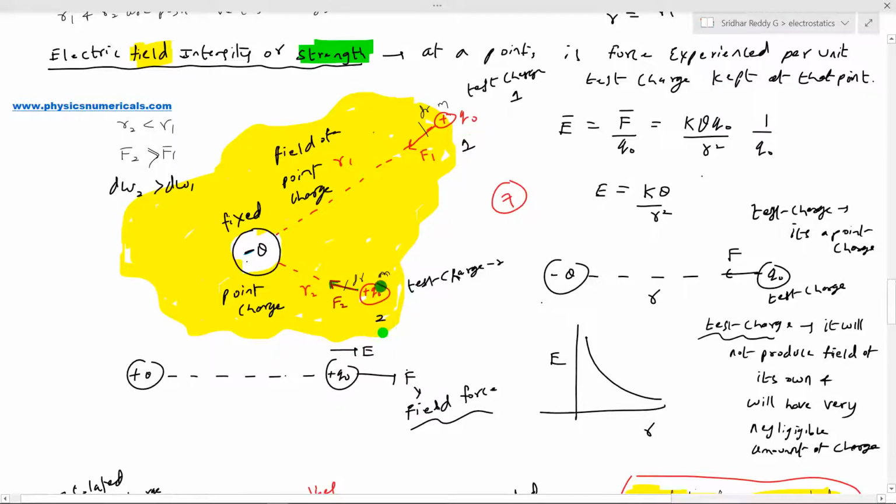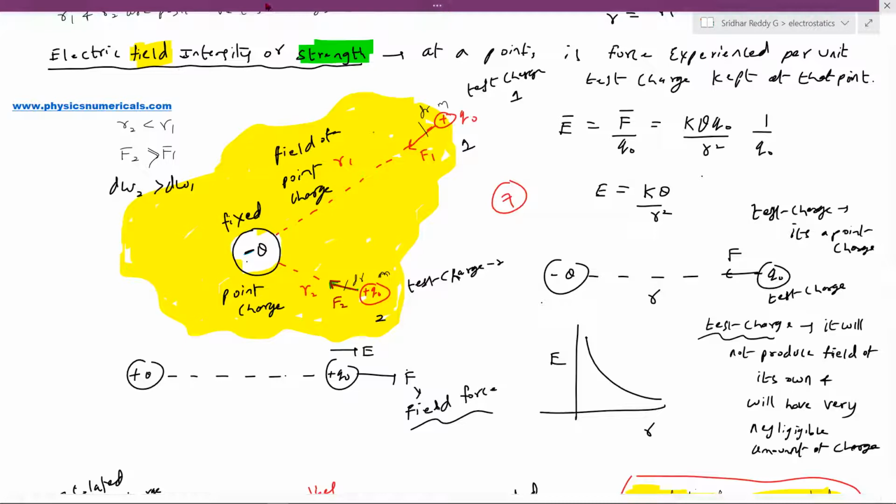Then the test charge will have a mass. So if I release it, if I set it free to move, because of this force it will get accelerated. Because of acceleration, it will acquire a velocity and undergo displacement. Let it, in a given interval of time, undergo a displacement dr. Then what is the work done by the force? How do you write the work done?